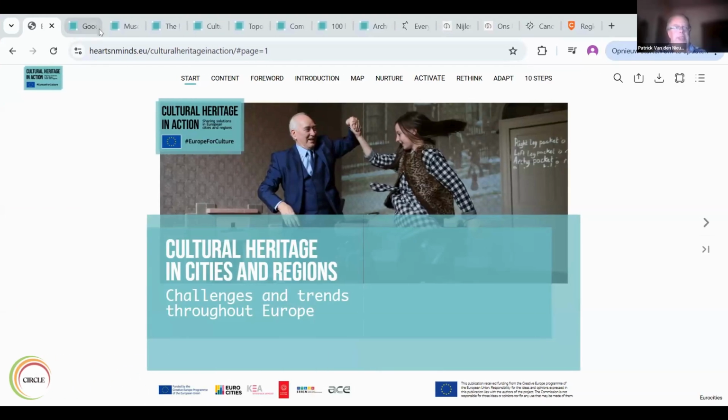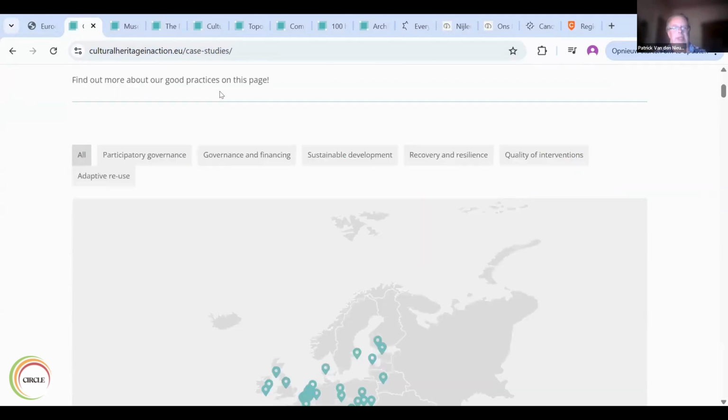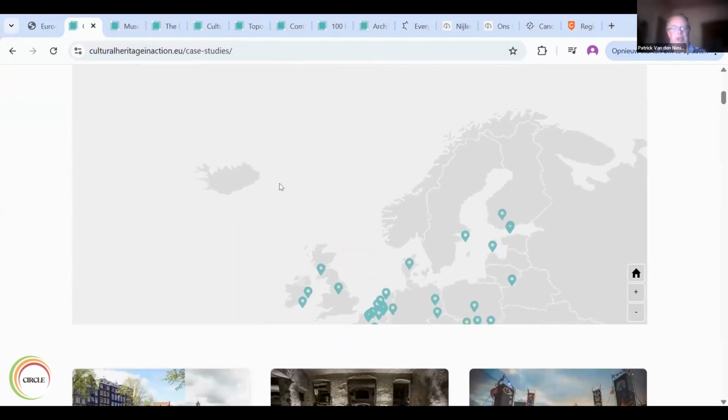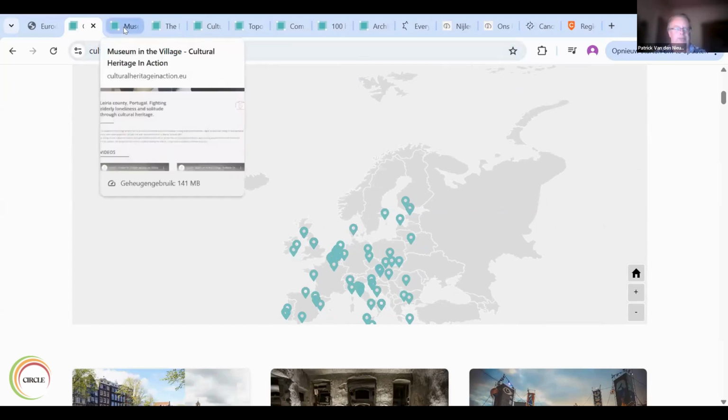So this initiative was coming from the European Union Europe for Culture program, and it's called Cultural Heritage in Action. And you will find some good practices in different countries in Europe. I think in total around 45 good practices are described, but I was only choosing some of them.